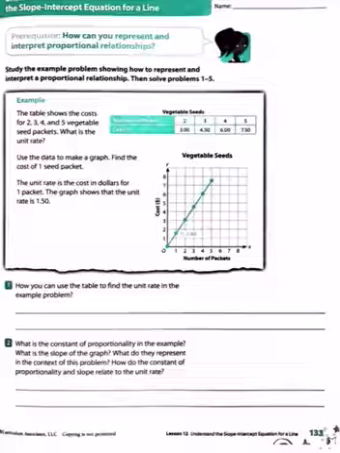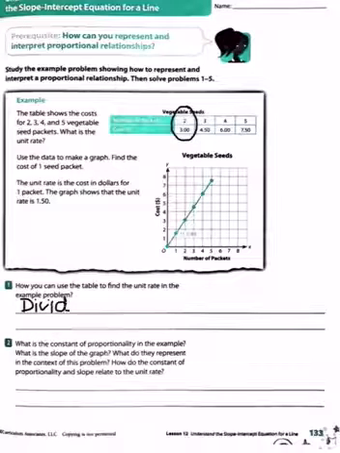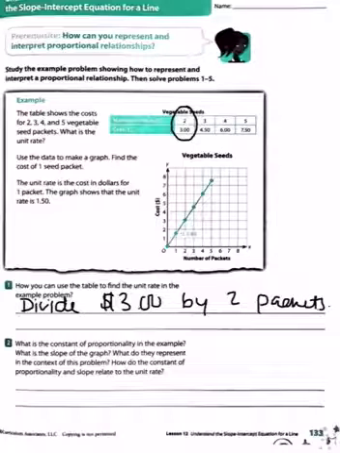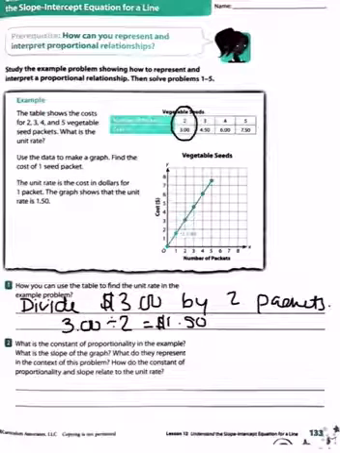Problem number 1. How can you use the table to find the unit rate in the example problem? So to find the unit rate, we're going to take our first point where it costs $3 for 2 packets, and we're going to divide $3 by 2 packets. If we do that, $3 divided by 2 equals $1.50. It costs $1.50 per packet.